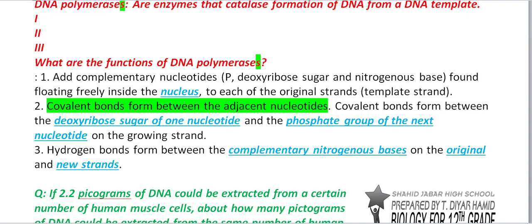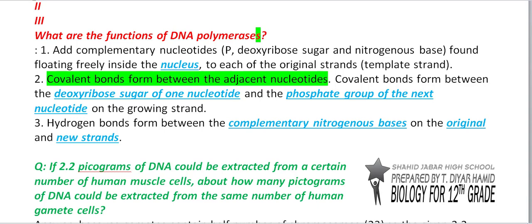The third function is to form hydrogen bonds between the complementary nitrogenous bases on the original and new strand. The original strand means the template strand. While the covalent bond just forms in the new strand, the hydrogen bond formed by DNA polymerase forms between the original strand and the new strand, for connecting the new and old strand together.